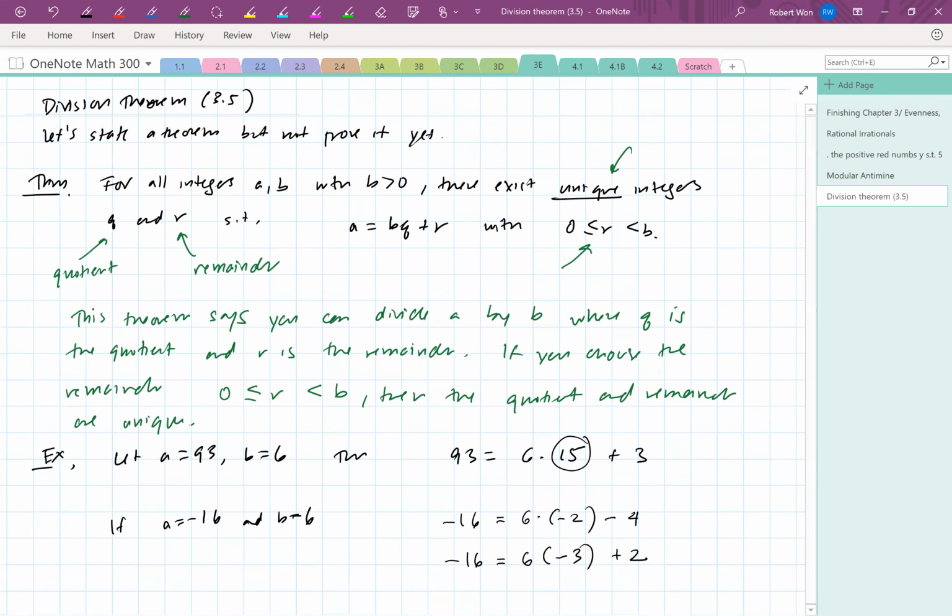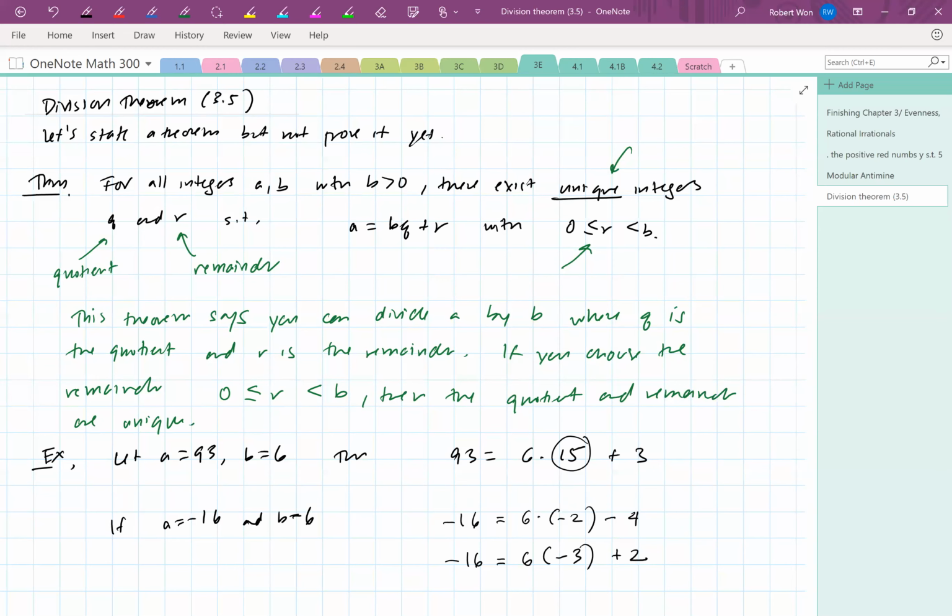So the point of this theorem is just that no matter which two integers you pick, as long as b is a positive integer, you can always divide a by b, and you're guaranteed a unique answer if you want the remainder to be in a specified range, which is between 0 and b, including 0 but not including b. This theorem will come in very useful, and we will prove it, and we'll use it to prove other things. But all it says is something that you already know, which is that you can divide integers and get a unique quotient and remainder. That's what it says.